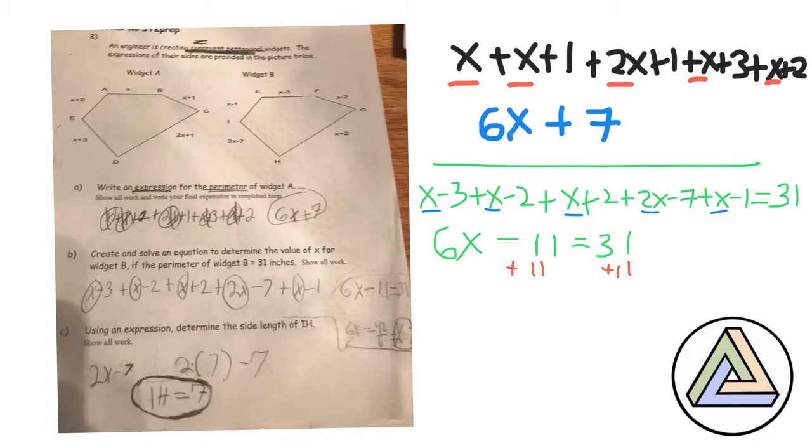We'd end up with 6x equals, what is that, 42? And then we'd have to divide both sides by 6. That cancels that. And that would result in x equals 7.